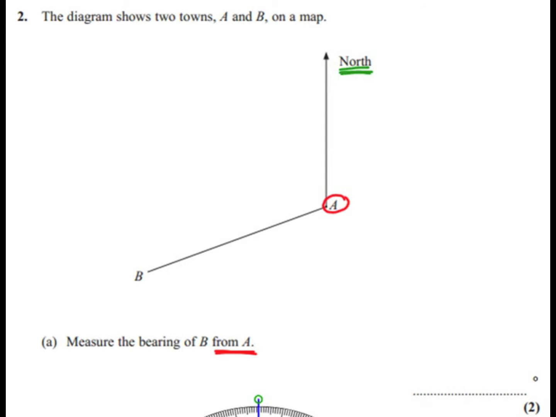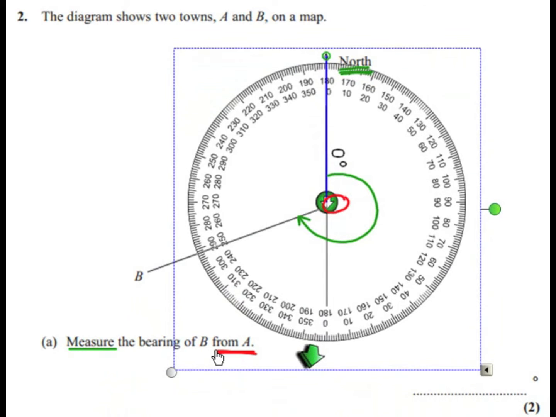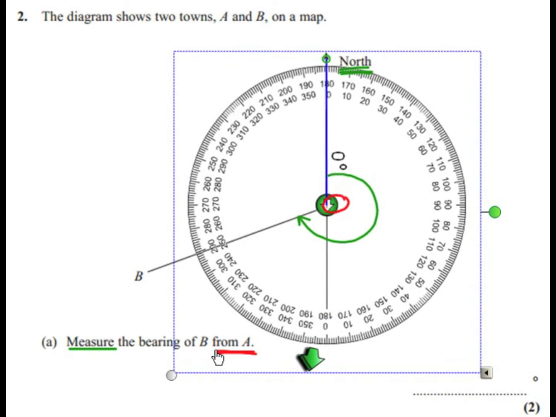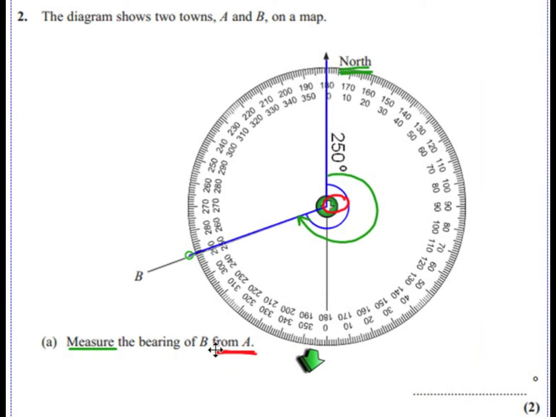Now, when we do bearings, there are two things we need to remember. We always measure from north, and we always measure clockwise. That's really important. So we're measuring clockwise. So in this particular question, all we need to do is find the angle that is there in green. Now the key word in the question is "measure", so we whip out the handy protractor and we simply measure that bearing clockwise from north, and we get 250 degrees.